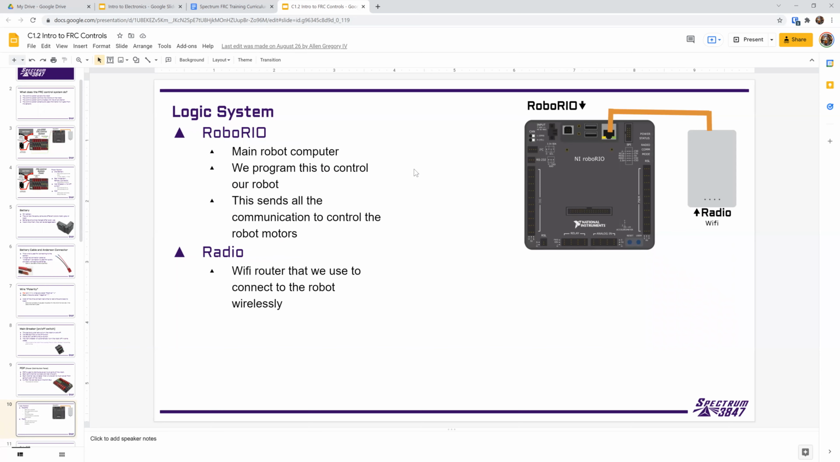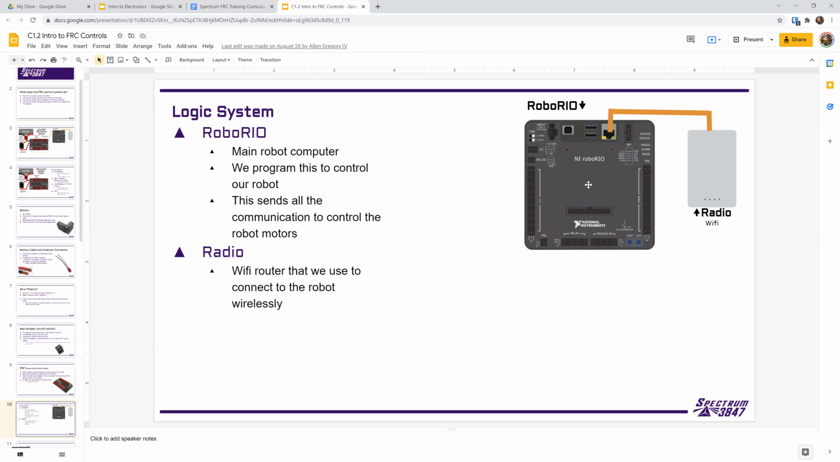All right, so some other key parts of the electrical system, of course, the Robo Rio and the radio. So the Robo Rio is the computer, basically. It's the brain of the robot. This is where we put our program on it. And this is also what sends out the instructions to everything else on the robot. And it's connected via an Ethernet cable to the radio. And so the radio connects via Wi-Fi to our driver station. And so our driver station sends commands, the radio receives it and sends it back to the Robo Rio.